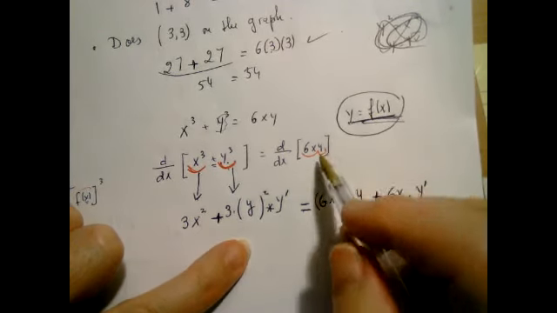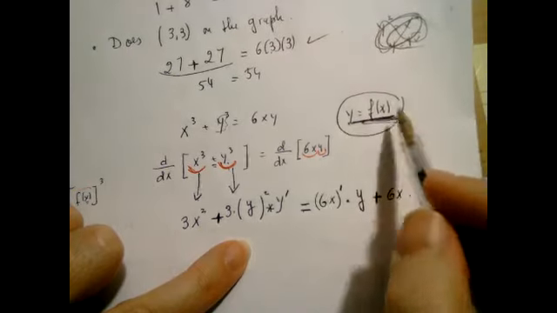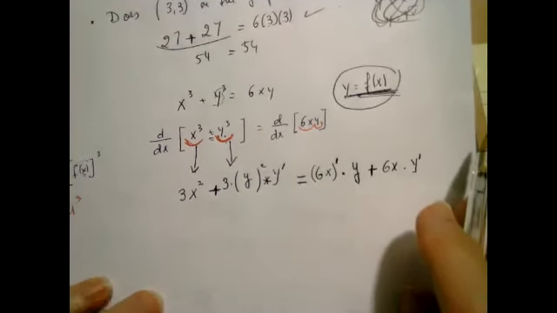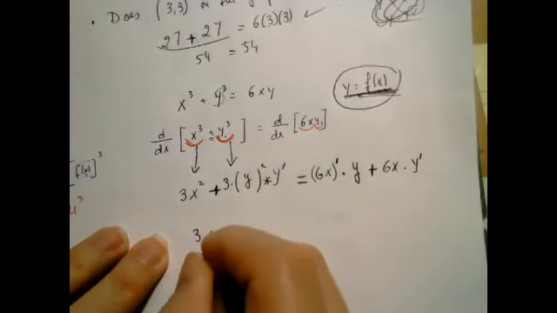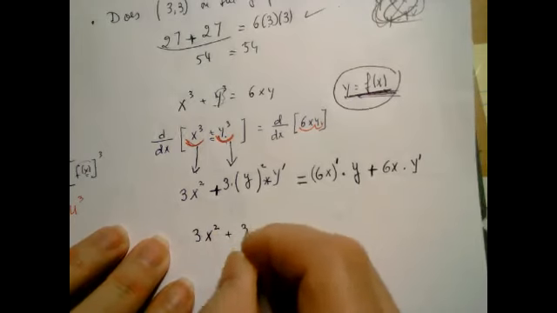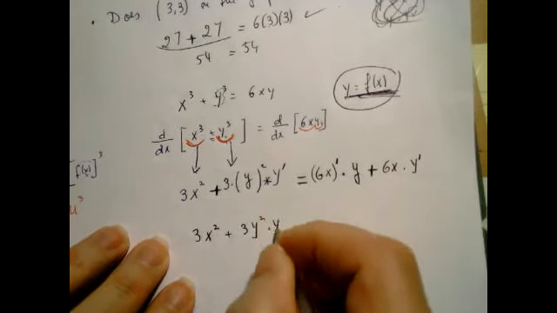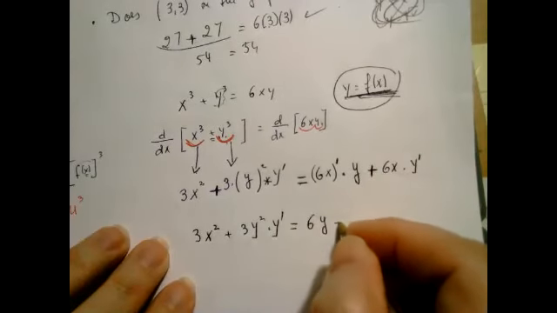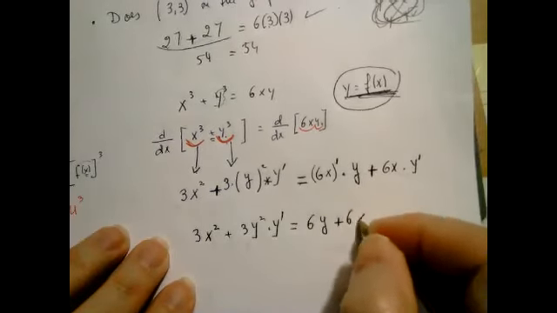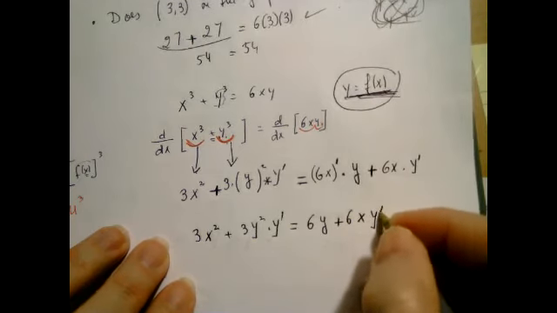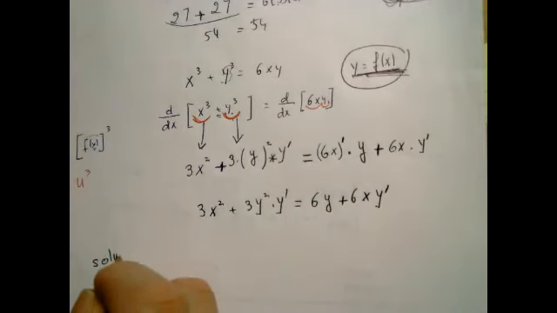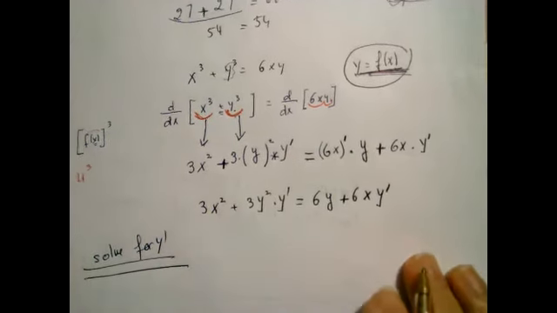Always remember, it's not a y. It's a function of x that I don't know what it is. You have to keep this always in mind. So now we are there. Equal to, the derivative of 6x is 6. Y plus 6 y prime. Okay. The last step is to solve for y prime.